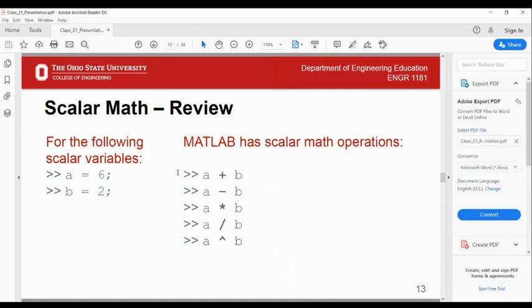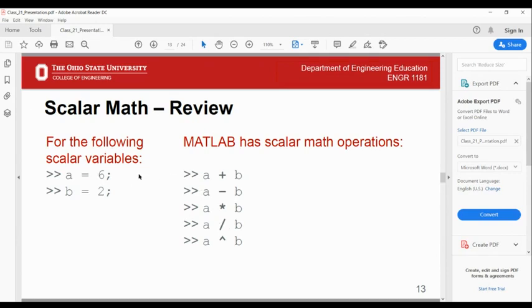So first let's look at the operations we could do with regular numbers in MATLAB. If we have a equals 6, b equals 2, we already know this is just the regular mathematical operations like summation, subtraction, multiplication, division, and exponents. So this is just straightforward: a plus b, a minus b, a multiplied by b, or a divided by b.